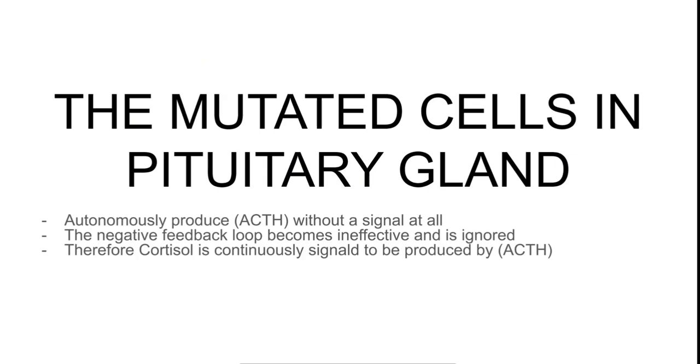But in the case of a pituitary gland tumor, the mutated cells in the pituitary gland autonomously produce ACTH without a signal at all. The negative feedback loop becomes ineffective and is ignored, and therefore cortisol is continuously signaled to be produced by ACTH.